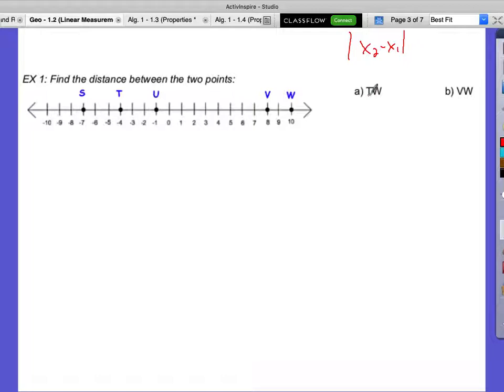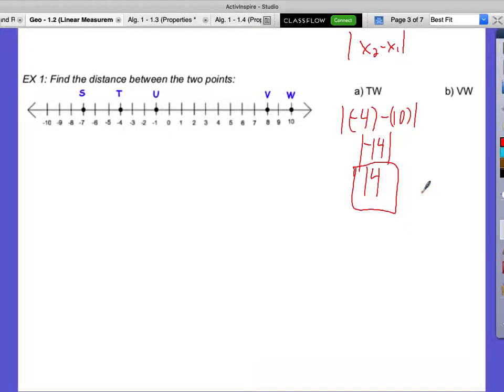So what is the coordinate of T? Negative 4. I put it in parentheses when I substitute in. What's the coordinate of W? 10. Well, what is negative 4 minus 10? What is the absolute value of negative 14? 14. So the distance between the 2 points is 14 units. We aren't told what kind of units, it's just 14 though.